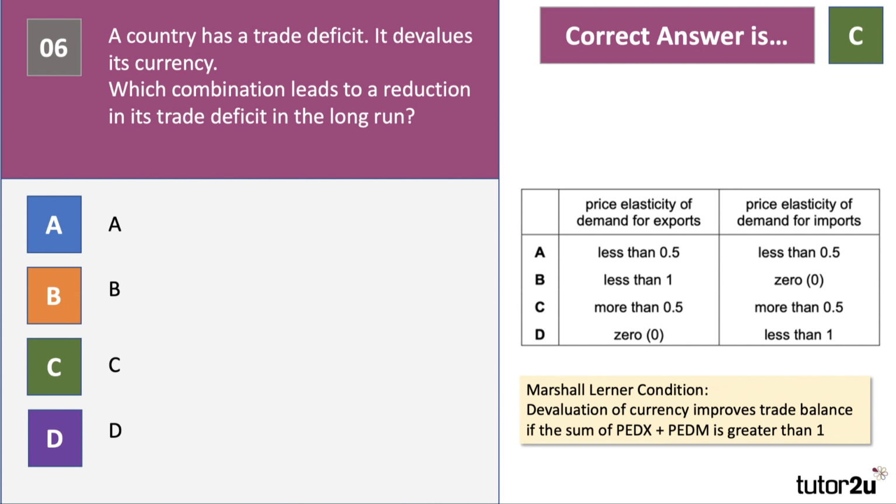You may well have come across this in revision for your assignments and assessments. Devaluation of a currency improves the trade balance if the sum of the price elasticity of demand for exports and imports, summing those 2 together, is greater than 1. Well, C, 0.5 plus 0.7, let's say, and 0.8 will add up to 1. So it has to be answer C. In all the other situations, the trade balance will either stay the same or, well, actually it would worsen because it's less than 1.